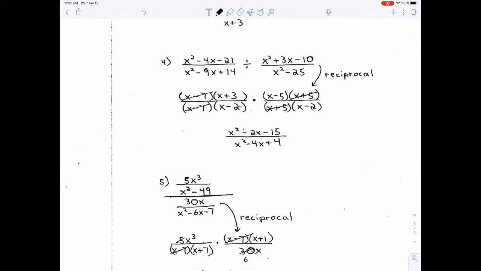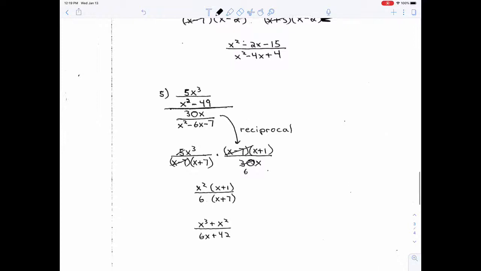Okay, in this case, we have x squared minus 4x minus 21 over x squared minus 9x plus 14 divided by the fraction x squared plus 3x minus 10 all over x squared minus 25. So what are we going to do? We're going to factor the x squared minus 4x minus 21. You see it there. Then we factor the x squared minus 9x plus 14. You see it there. Now we flip this fraction over, and we can factor it at the same time. So we factor the x squared minus 25 and put it in the numerator. We factor the x squared plus 3x minus 10, put it in the denominator. And then basically just cancel.